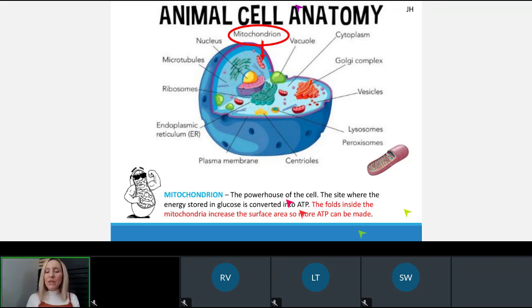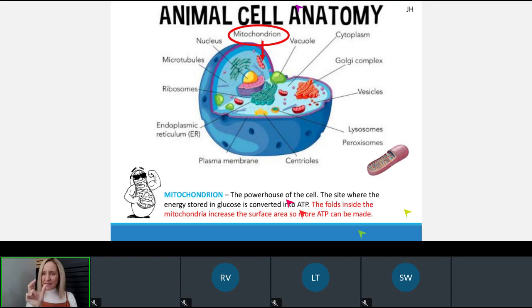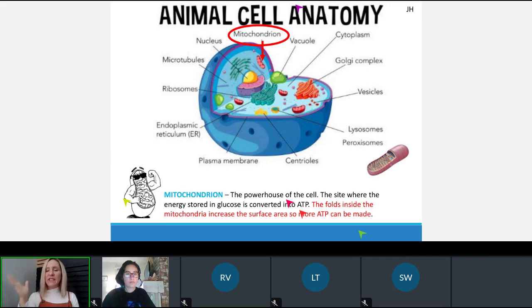All right, but those folds make it efficient. That gives it more space in the same size. Okay? And the mitochondria, when you think about this picture right here, makes energy for the cell. All right? The mitochondria is the powerhouse of the cell.